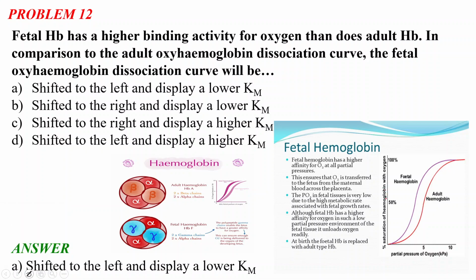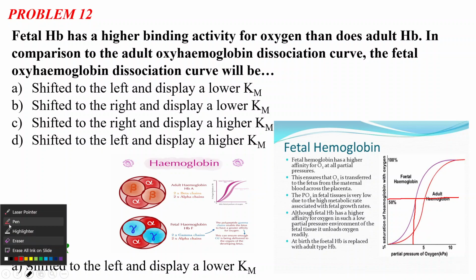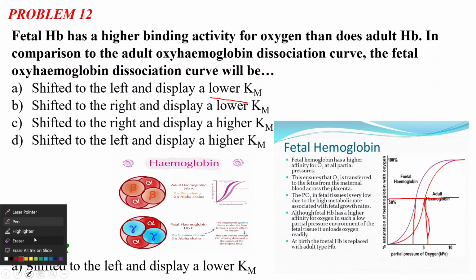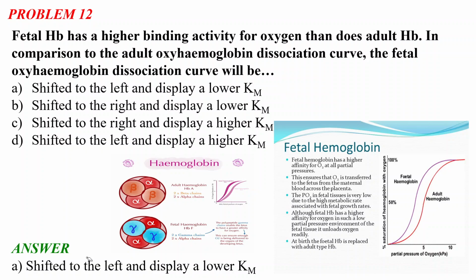It is similar to Michaelis-Menten, right? So the Km is the partial pressure at 50% affinity. If you draw a perpendicular from the curve to the x axis, you will have the Km. Let me erase a little bit. This is the Km for adult hemoglobin, this is the Km for fetal hemoglobin. As you can see, the fetal hemoglobin has a lower Km, and the curve is shifted toward the left side. So remember how the curve looks for adult hemoglobin and fetal hemoglobin.